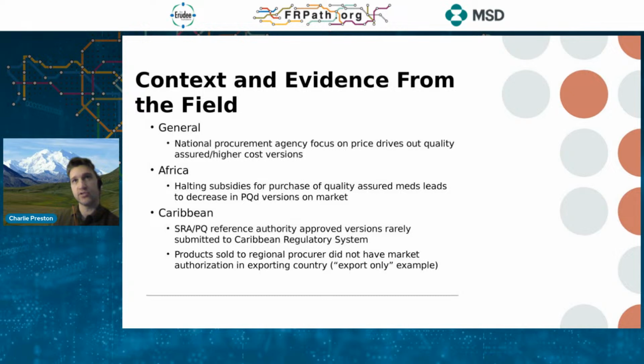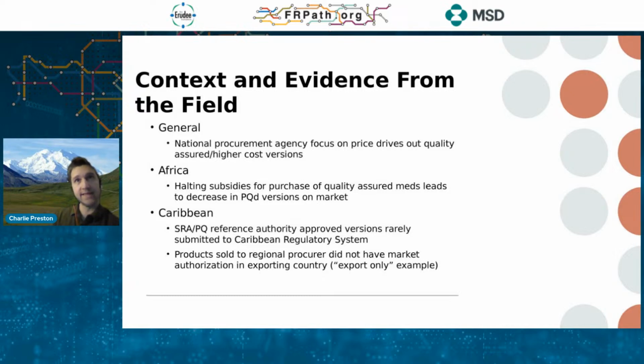But it tends to drive out the higher cost, higher quality products in the market, because if folks are just going to purchase the cheapest product, then what incentive does the manufacturer have to sell a higher cost, higher quality version? And in fact, we're aware of some information that in Africa, in one particular example where we have some data, there was a country where there was a subsidy to purchase a PQ SRA version, quality assured versions of products on the market.